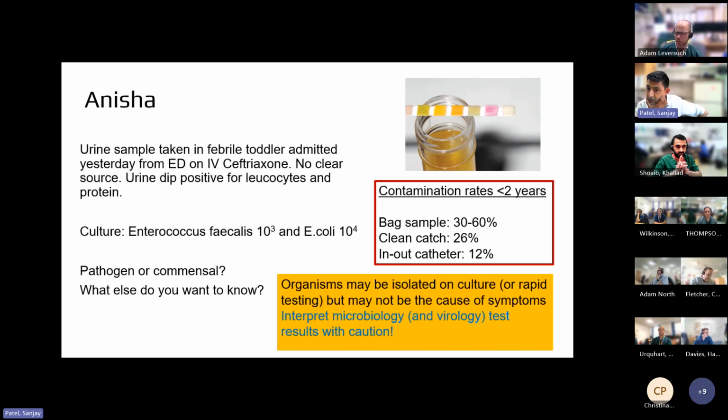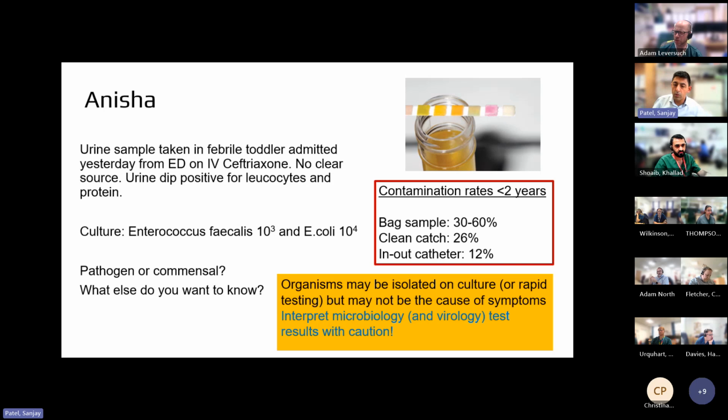And the other bit is that just because you isolate something on culture, a bit like that Staph aureus, it might not just be on culture. Some of our tests, like our rapid respiratory virus tests for flu and RSV and COVID, give us an answer. But you've always got a question: is that actually the cause of the symptoms, or is it reflecting an old infection or a commensal?